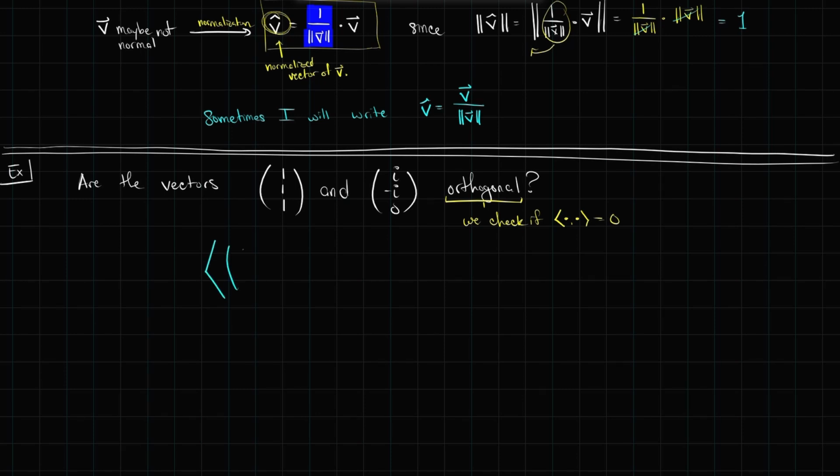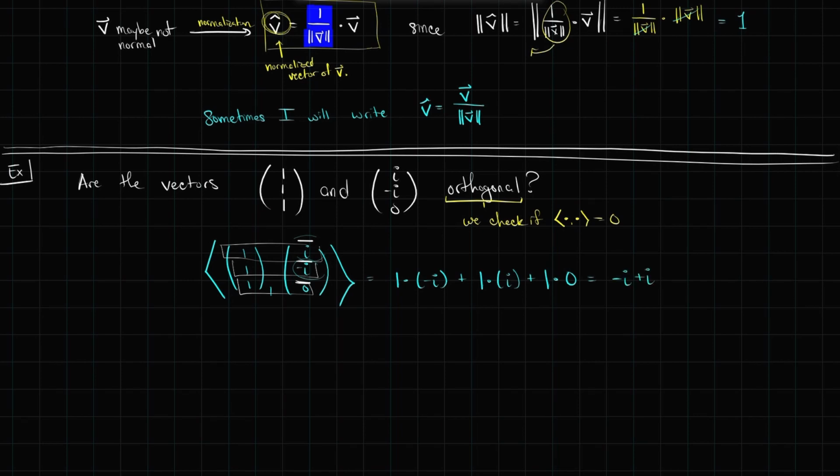So I can take the inner product of these two: 1, 1, 1, and i, negative i, and 0. I'm going to be reading across and making sure I take a conjugate of all these terms on the right. And what does that give me? It gives me 1 times negative i, because of the conjugate, plus 1 times positive i, again because of the conjugate, plus 1 times 0, which will give me negative i plus i plus 0, which does in fact give me 0. Check mark. Yes, they are orthogonal.